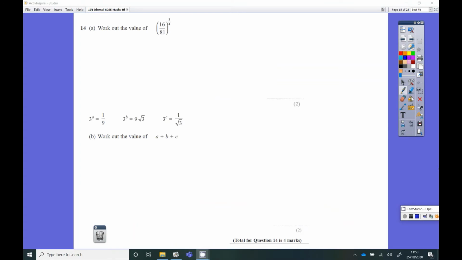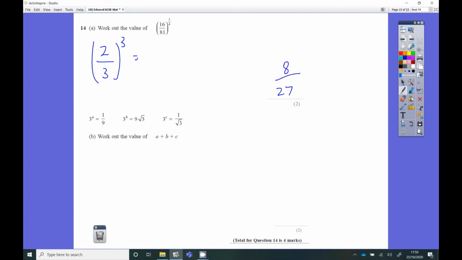So 14 part A. So we need to work this out to the power of 3/4. So we can either cube and take the 4th root, which is hard work, or we can take the 4th root and then cube, which will be easier. So what number to the power of 4 gives us 16? That's 2, because 2 times 2 times 2 times 2 is 16. And what number to the power of 4 gives us 81? That's 3. 3 times 3 times 3 times 3 is 81. So that takes care of the 4th root, leaving us to then cube top and bottom. 2 cubed is 8, and 3 cubed is 27.